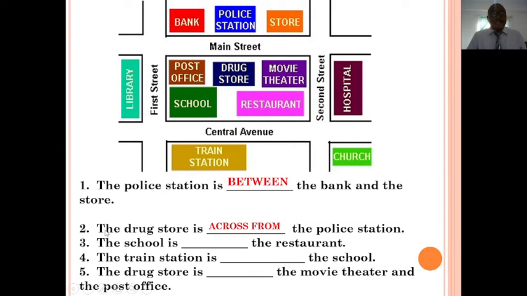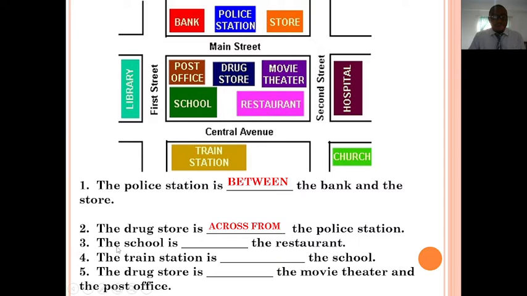Now let's read the sentence again. The drugstore is across from the police station. One more time. The drugstore is across from the police station. So if we look at the drugstore, we can see that they are across.